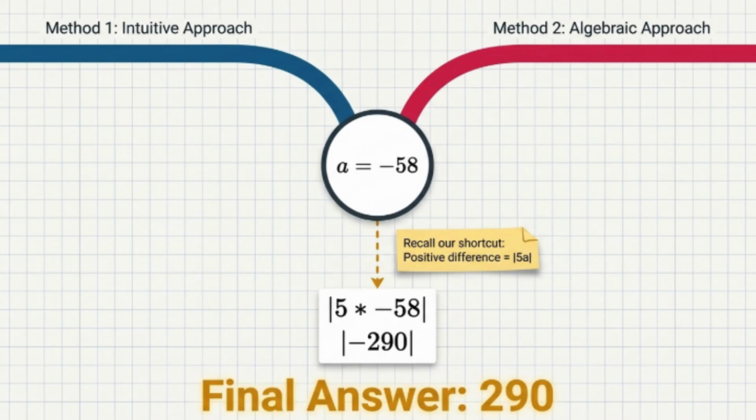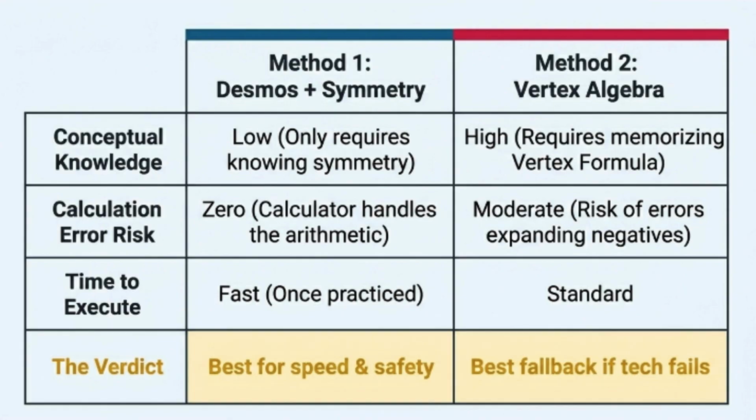If setting up the vertex form equation is prone to mistakes or feels burdensome, combining the symmetry of a quadratic function with Desmos regression, method 1, is an excellent strategy to save time and completely prevent calculation errors on the test.